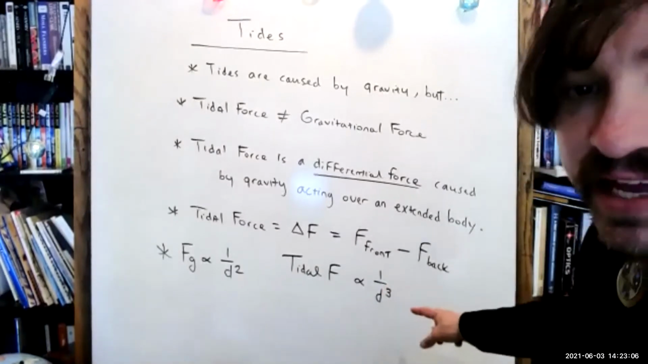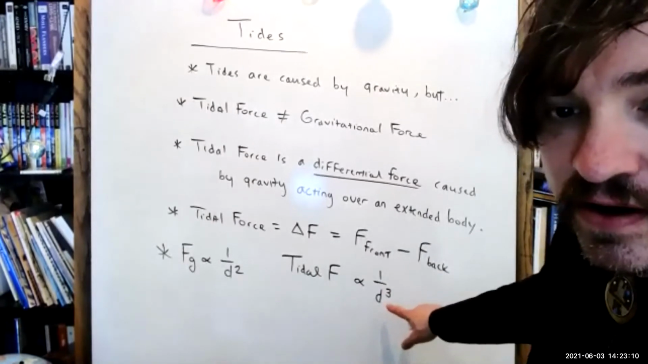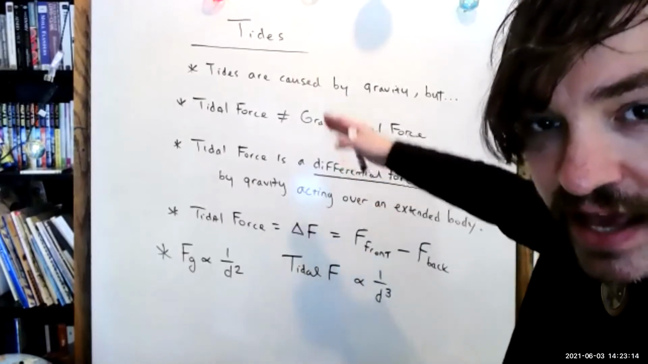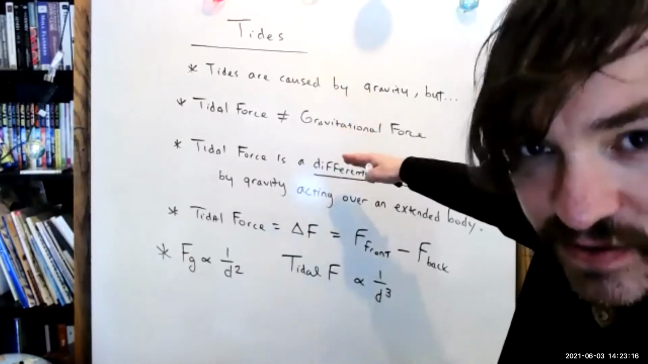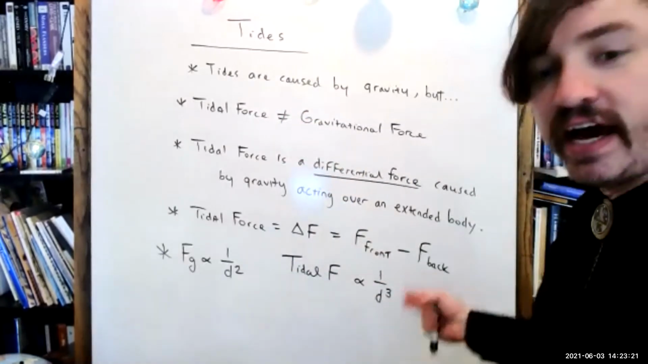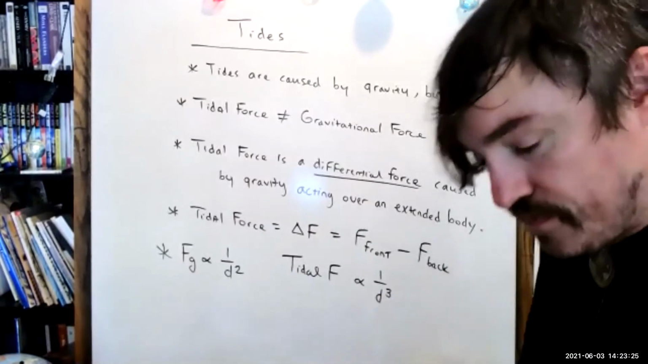But think about what that means. It means that tides get stronger closer to an object, and they enhance themselves faster than the gravitational force, but they get weaker as you get farther away. Tidal forces have a different distance dependency than gravitational forces.